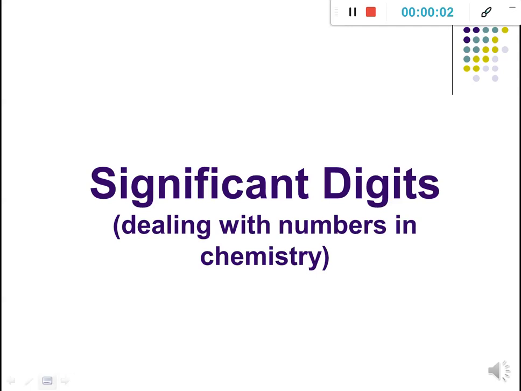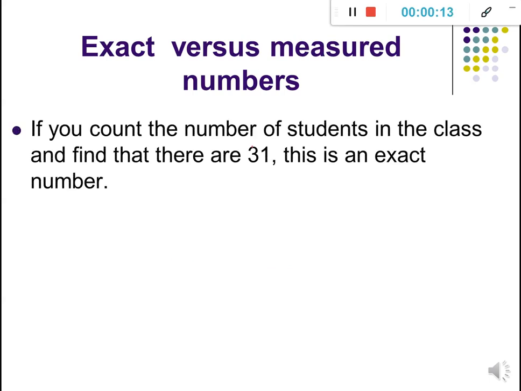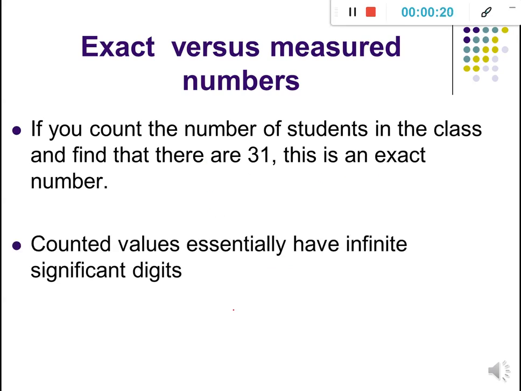Significant digits, dealing with numbers in chemistry. So basically, learning about sig digs. Just a quick thing: exact versus measured values. If you have a counted number, for example, the number of students in a class, that would be a counted number. It's an exact number. It essentially has an infinite number of significant digits.